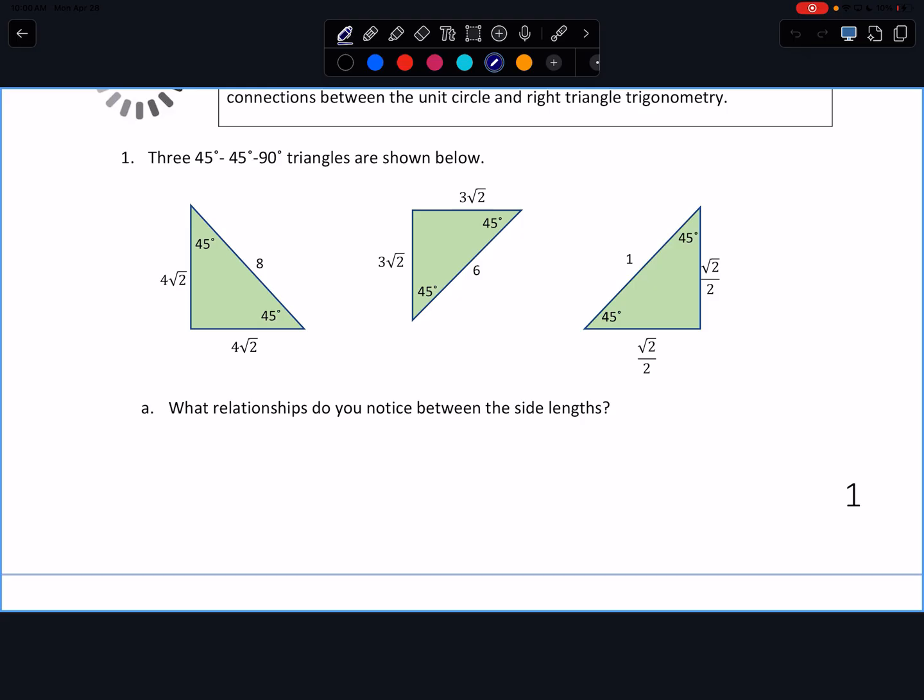What relationship do you notice between the side lengths? So nobody say anything. Everybody take a few minutes, look at each triangle, and see if you can figure out a relationship between the side lengths. Okay? Not yet. You can tell me in just a second.